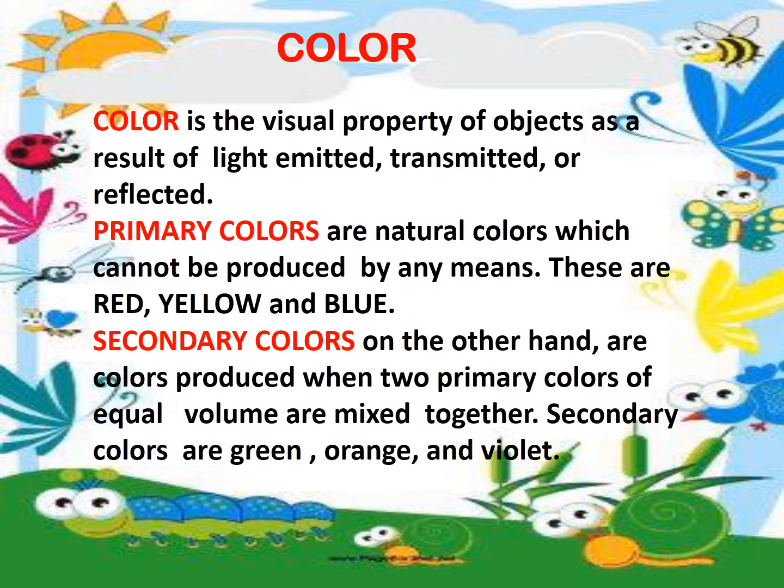Color is the visual property of objects as a result of light emitted, transmitted, or reflected. Primary colors are natural colors which cannot be produced by any means. These are red, yellow, and blue. Secondary colors, on the other hand, are colors produced when two primary colors of equal volumes are mixed together. Secondary colors are green, orange, and violet.